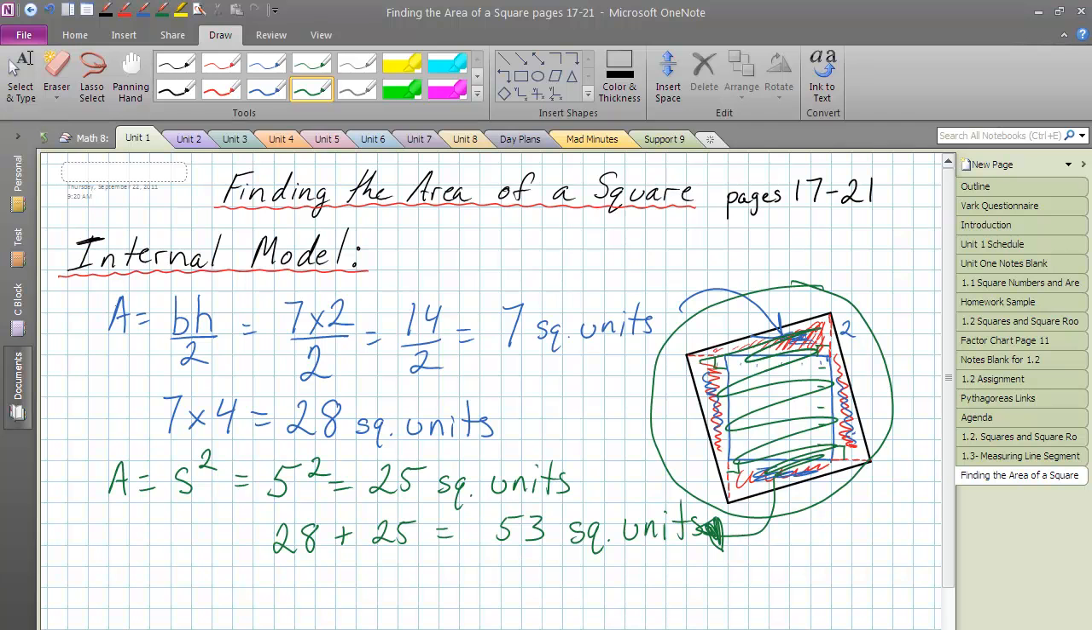Alright? That means if we want to figure out the side length of one of these, then the side length is equal to the square root of 53. And because 53 isn't a perfect square, right now, that's where we leave it. And this is the side length of this particular square and the area.